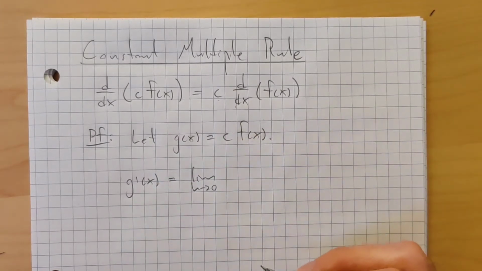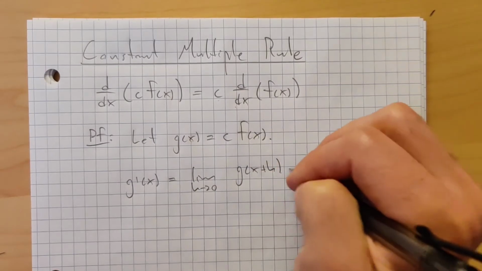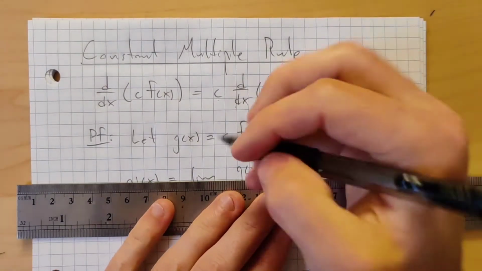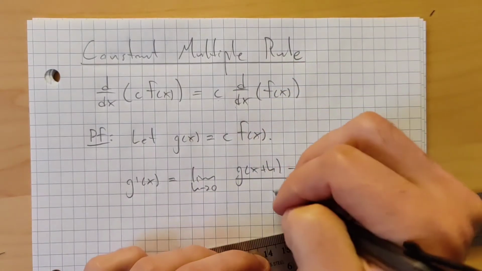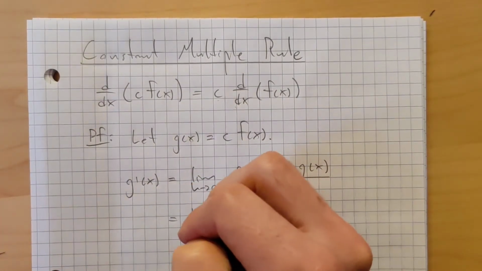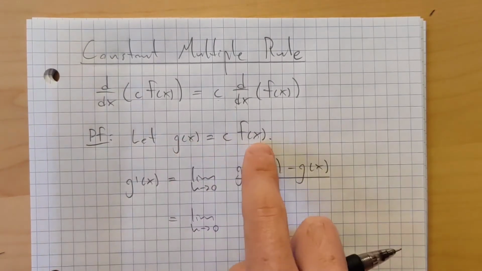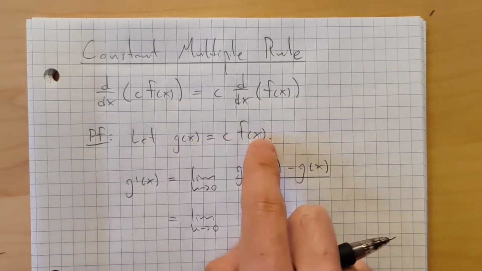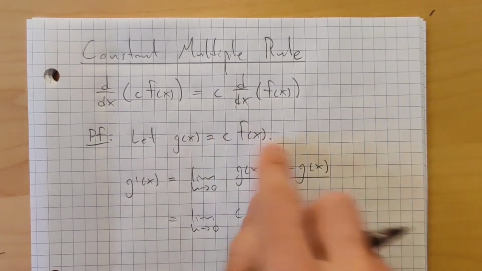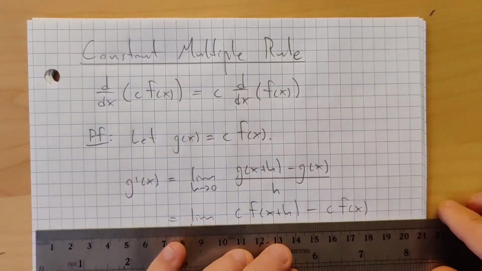The derivative of g is, by definition, the limit as h approaches 0, g of x plus h minus g of x over h. So now we just think, okay, g of x is c times f of x, so g of x plus h is c times f of x plus h. And g of x is c times f of x.